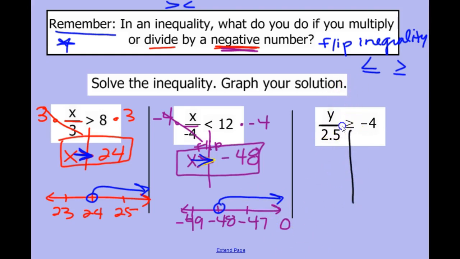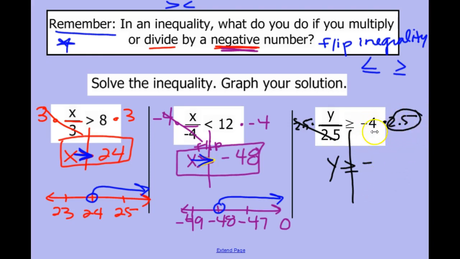Draw your line down. The opposite of dividing by 2.5 is multiplying by 2.5. Those cancel out. We have y is less than or equal to. Now some of you might be thinking, well, here we're multiplying by a negative. That negative was already there. We multiplied by 2.5. 2.5 is a positive number, so you do not flip your sign. Our answer is just negative.